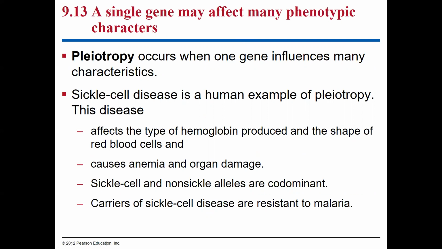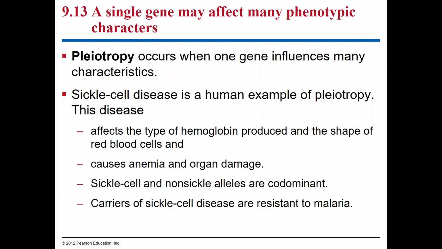Another example of where a single gene may affect phenotypic characters is in pleiotropy. Pleiotropy occurs when one gene influences many characteristics, or it has a cascading effect on the characteristics of a certain part of the body. For example, sickle cell disease is a human example of pleiotropy, where the disease affects the type of hemoglobin produced and the shape of the red blood cells. It can also cause anemia and organ damage.